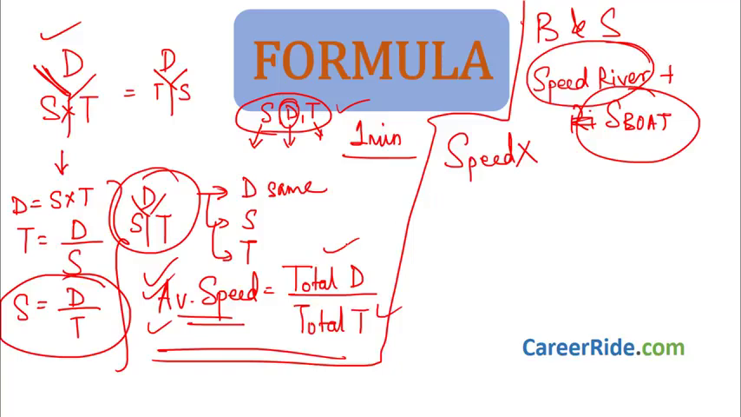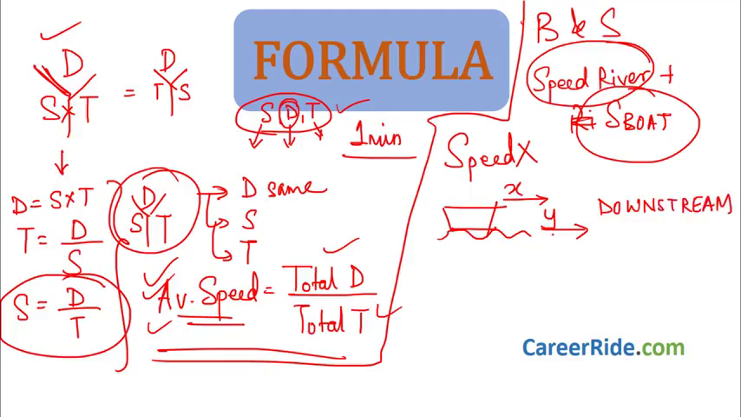For example, this is a river, and it is flowing in this direction. There is a boat in this river. Now, this boat is also moving in the same direction. Let the boat be moving at the speed x kilometers per hour. Let the river be moving at the speed y kilometers per hour. Since both are moving in the same direction, this is known as downstream.